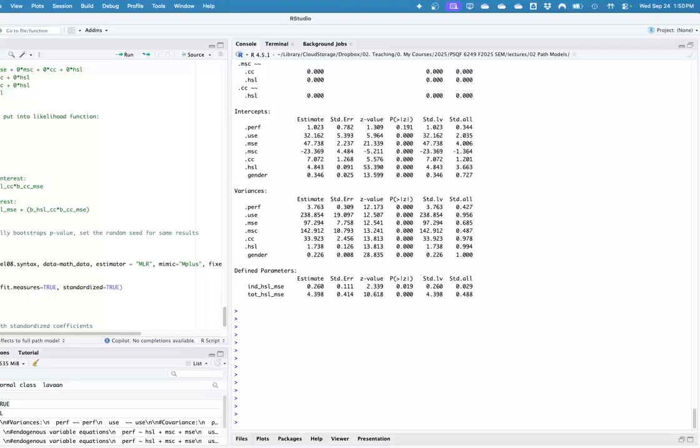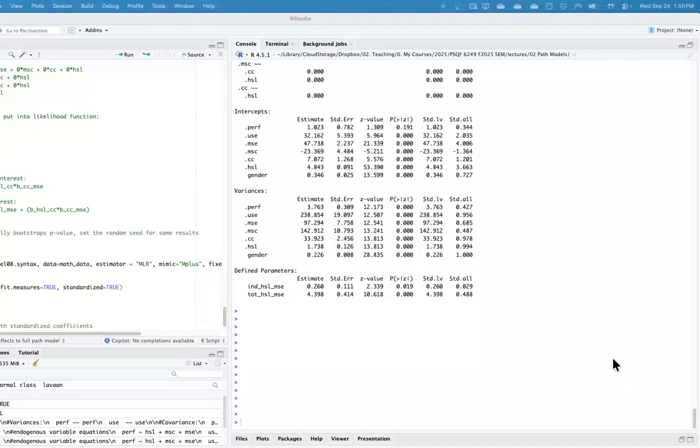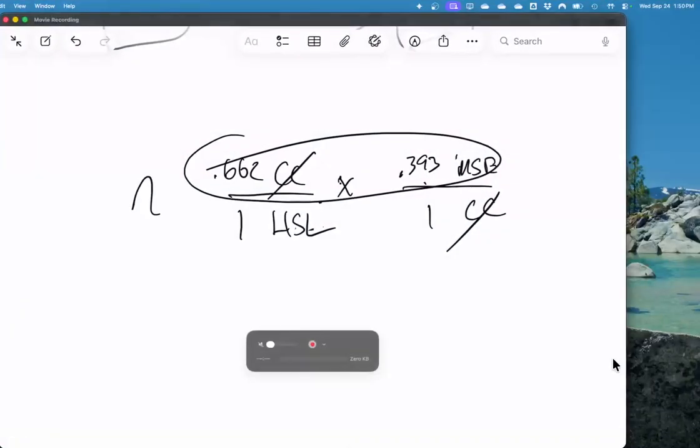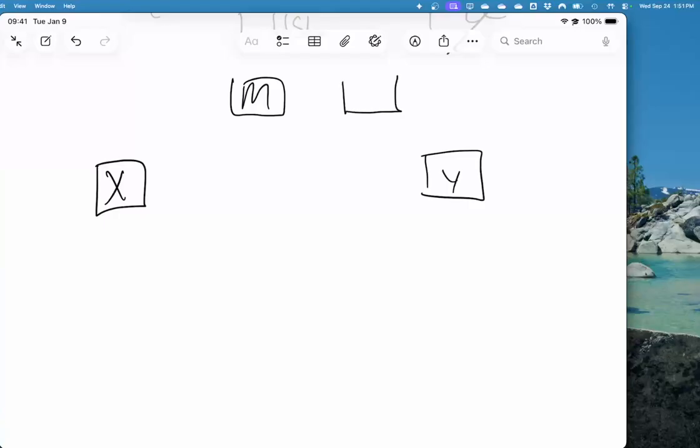Okay. Now, before break, I asked you to think about what would happen if we had more than one variable. So here we had x, we have y, we have m, we have j.